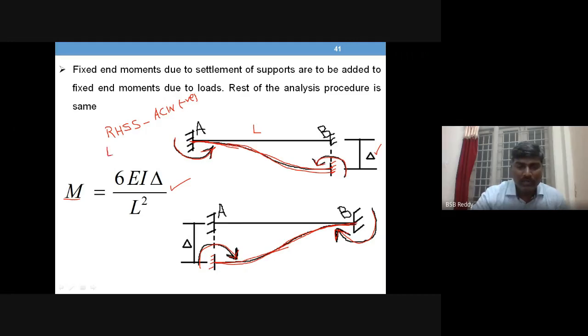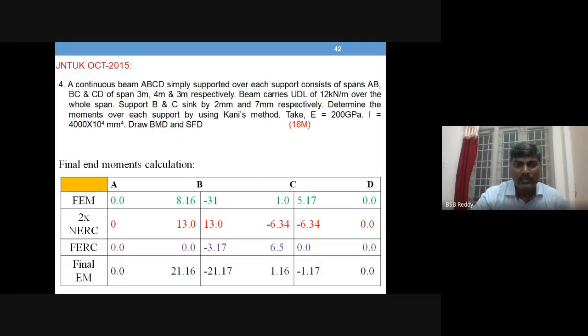So if the left hand support sinks, then the moments developed are clockwise, fixed end moments. Hence they are taken as positive. Right? So with these notations and values, you have to modify the fixed end moments you wrote for the load cases, then the rest of the procedure will be the same.